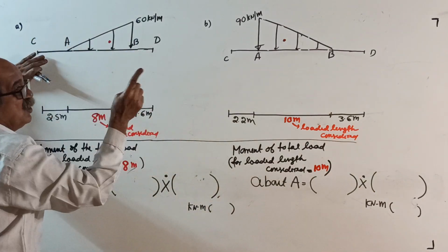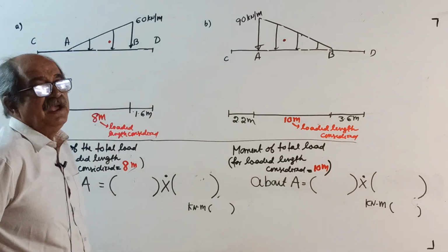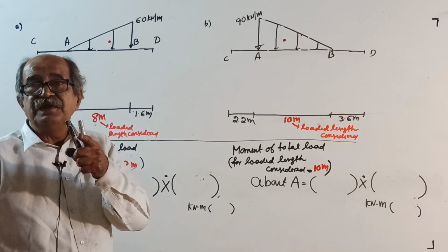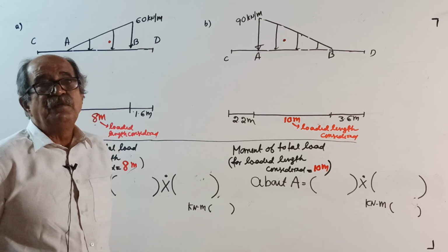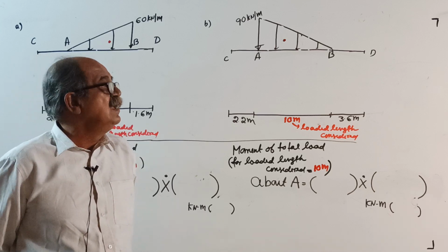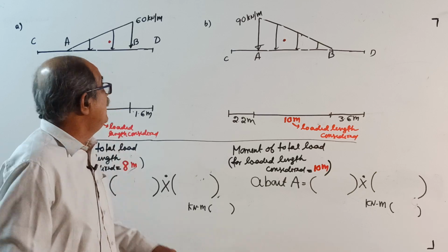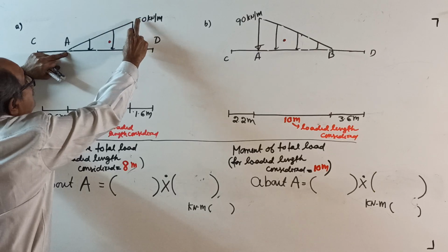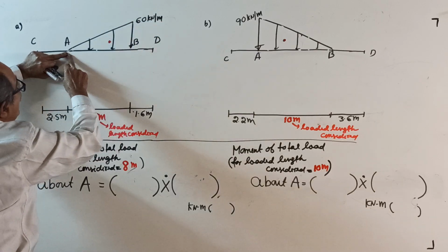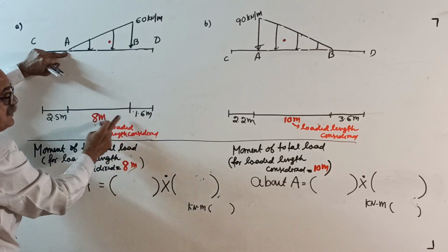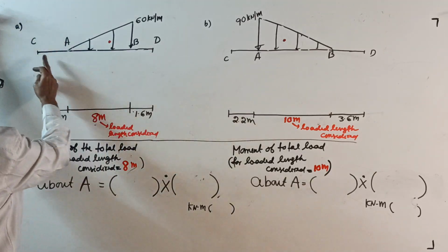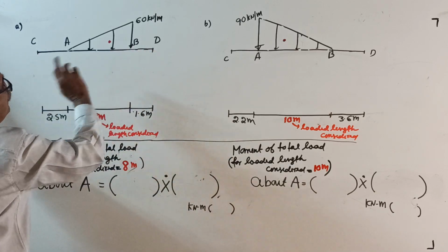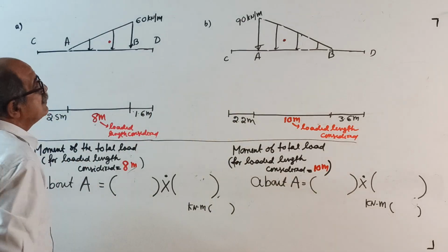Uniformly varying load represented by a right angle triangle, case 1. Zero intensity at the left end linearly increases to 60 kN per meter at the right end, and the load is spread for a length of 8 meter. These numbers are my choice. Two points are considered, C and D. C is 2.5 meter left side of A, D is 1.6 meter right side.